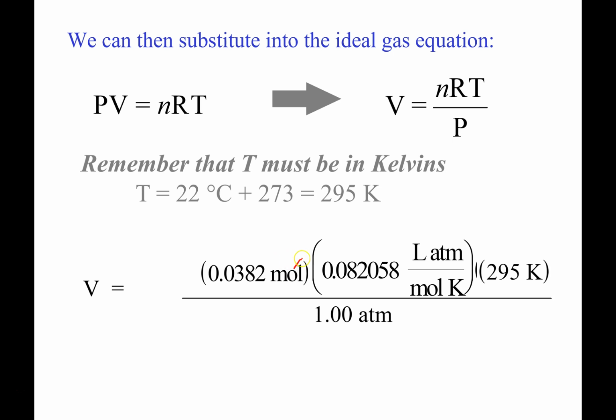So unit-wise, you're looking at moles to cancel, Kelvin to cancel, units of atmosphere in the numerator of the numerator cancel with units of atmosphere in the denominator, and we're left with units of liters in the numerator, which is right. 3 sig figs. And so at that pressure and temperature, you would expect your H2 gas that's produced to occupy a volume of 0.925 liters.